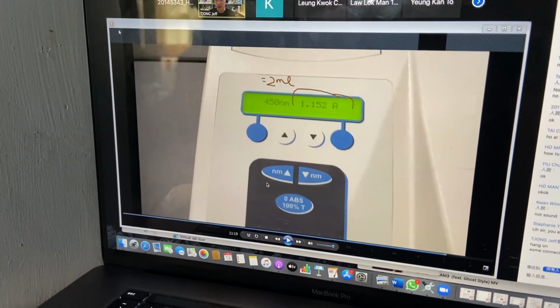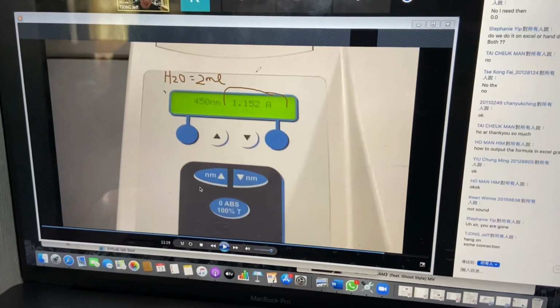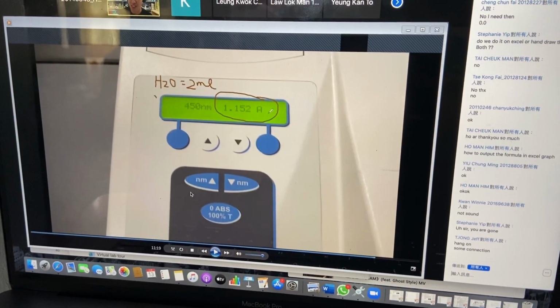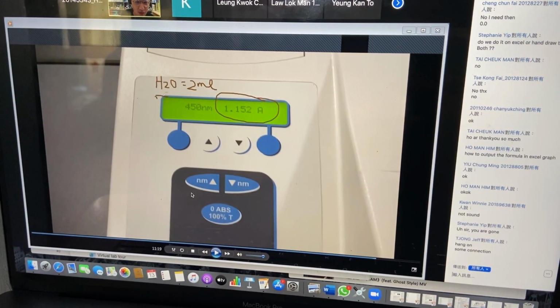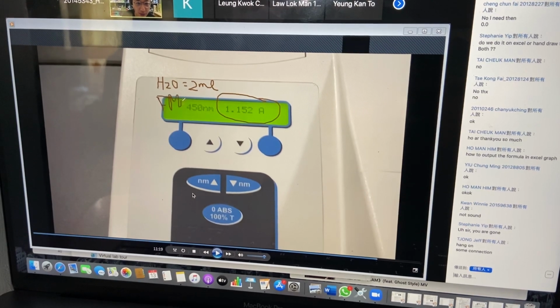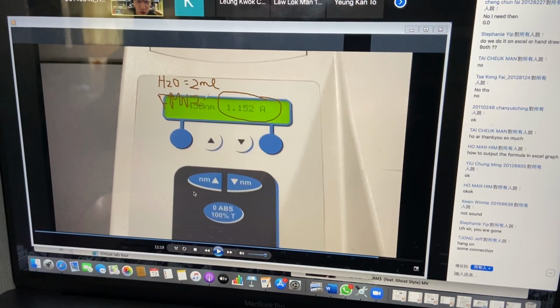Oh no, sorry. Okay, connection problem. Okay, sorry. Some connection problem. Okay, I'm not gone. I'm here. Okay, so the FMN. Okay, so FMN is 2 ml.